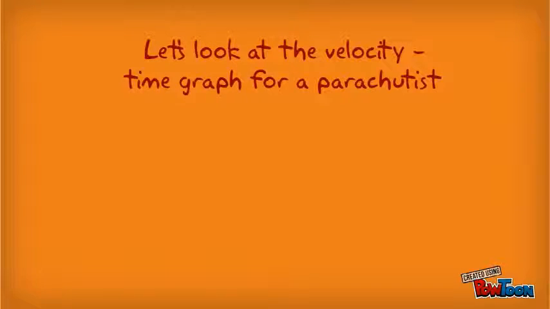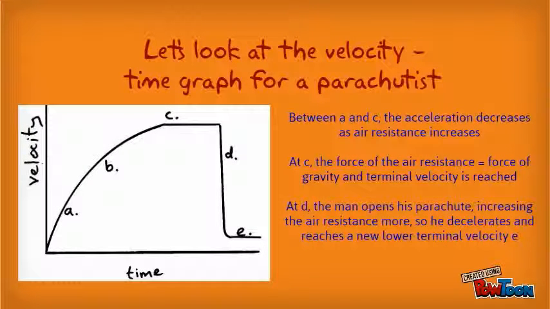If we look at the velocity time graph for a man on a parachute, between A and C, the acceleration decreases as air resistance increases. At C, the force of the air resistance becomes equal to the force of gravity and terminal velocity is reached. At point D, the man opens his parachute, which increases the air resistance, so he decelerates and reaches a new lower terminal velocity, which is marked E.